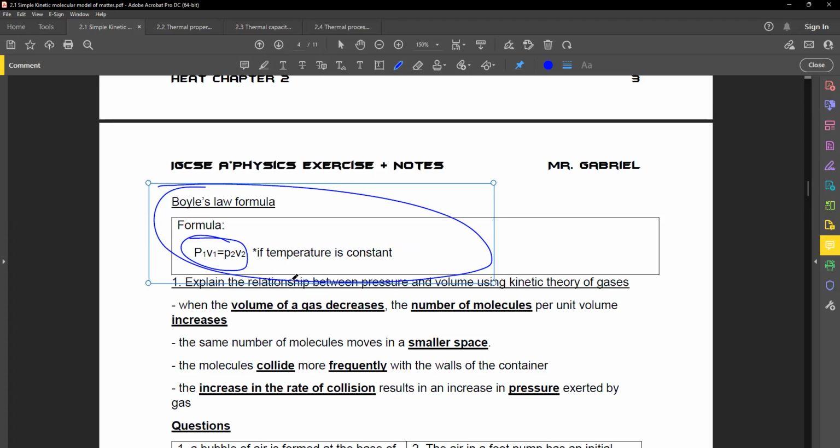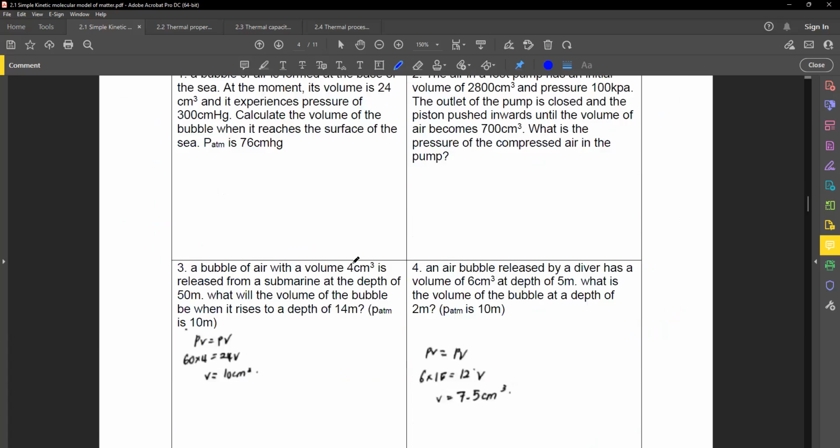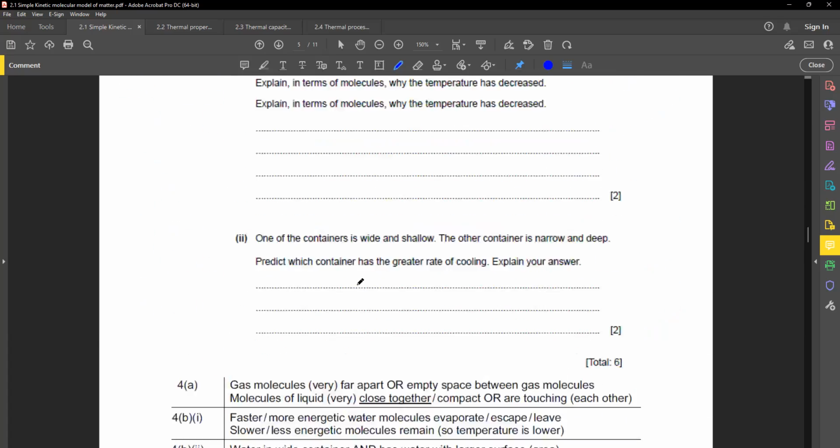And yeah, in this part here, read it up yourself. It's basically explaining why the smaller volume has a greater pressure. Read it up yourself. I'm not going to dwell too much here because it's quite self-explanatory, right? But it is also important, guys. Make sure you read it yourself.